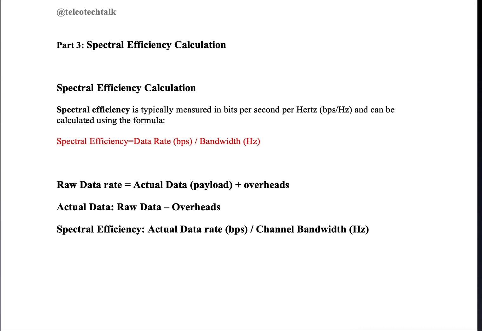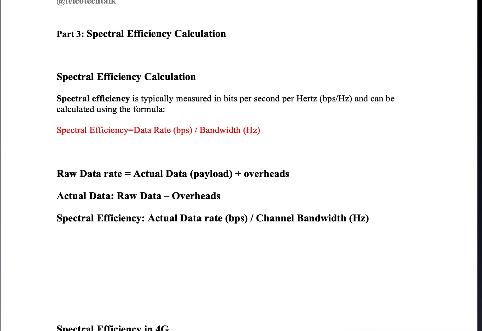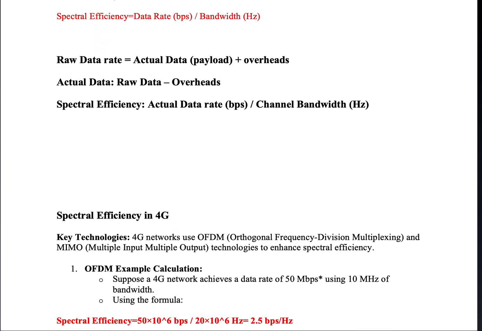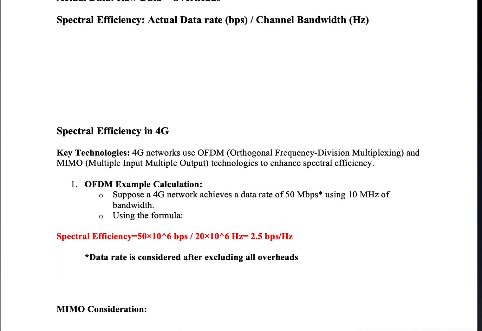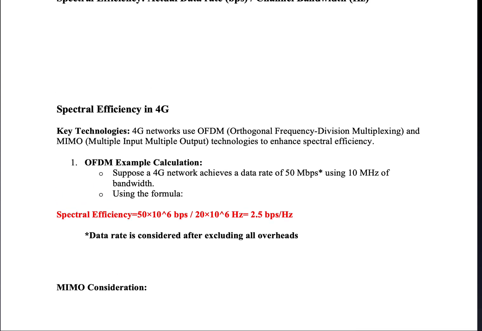We'll get more details by the example of 4G. 5G, I would like you to try on your own. I'll only give a very short introduction on 5G calculation, but I would advise you to calculate for 5G and let me know in the comments if you face any issues. Spectral efficiency in 4G: we know the key technologies in 4G are OFDM, orthogonal frequency division multiplexing. I'm assuming as of now that you understand the concept of OFDM and MIMO.